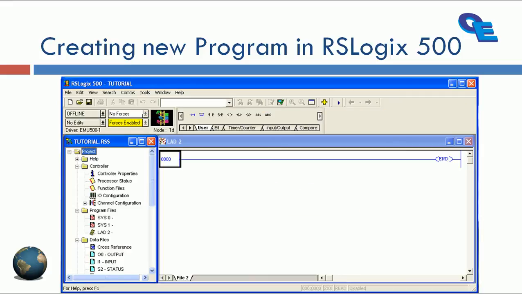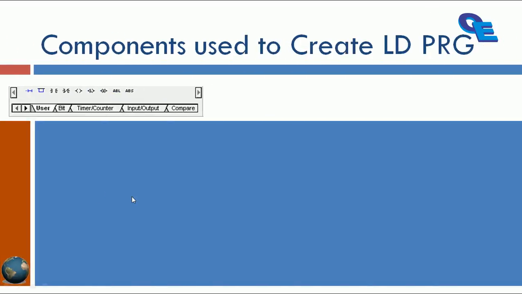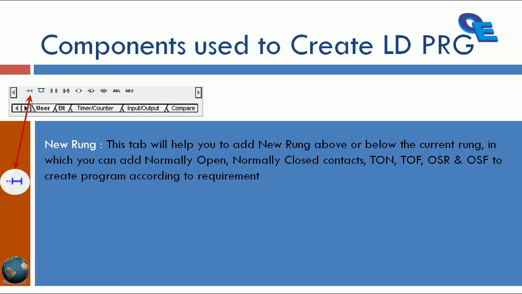Then you will get a window like this. This empty white space is your workspace, and this list indicates the controller type and the input and output files in different operation files.